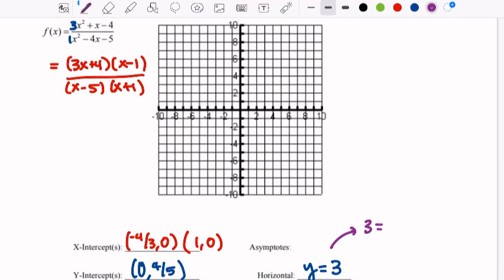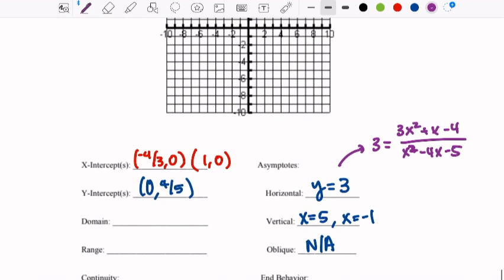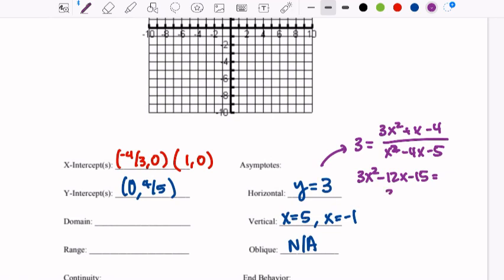I might choose to do the unfactored version just for now, because I think if we did the factored, we're just going to have to redistribute everything anyways. So I'm going to set 3 equal to 3x squared plus x minus 4 over x squared minus 4x minus 5. Okay, multiplying my denominator over, I'm already going to distribute, so 3x squared minus 12x minus 15 will be equal to 3x squared plus x minus 4.